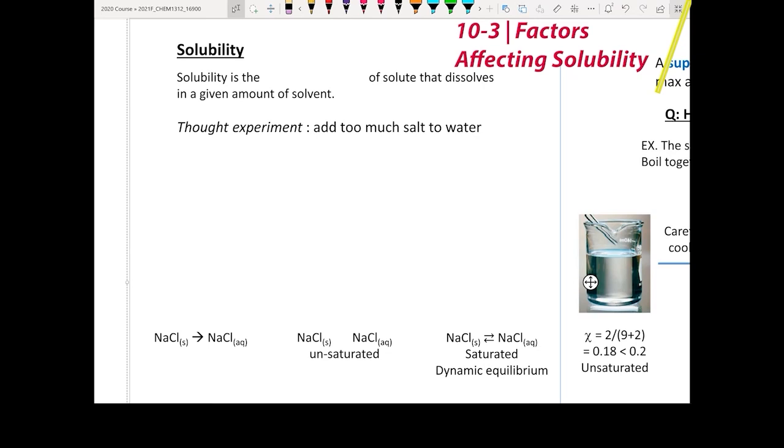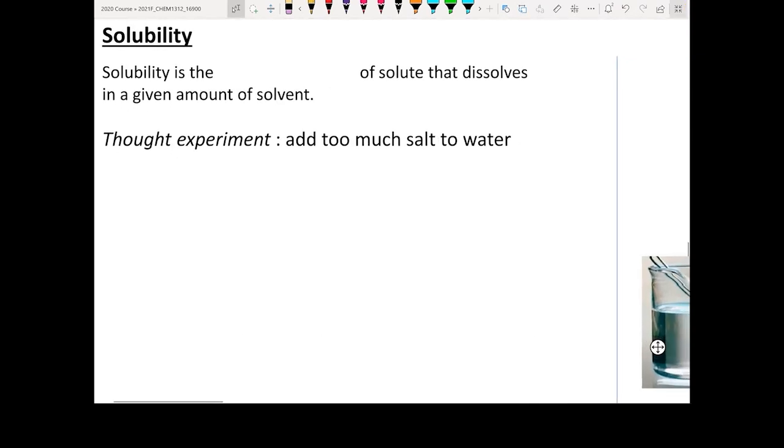Solubility is the maximum amount of solute that can dissolve in a given solvent. So how do scientists actually determine the solubility? They do experiments, right? So what I do is, at a given volume of solvent, I start to throw in my solute.